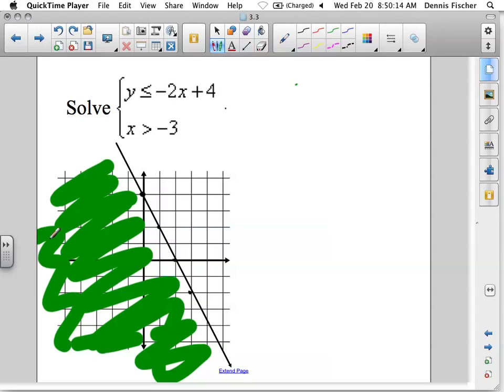Agree? Now my second equation, what is my second equation? x is greater than negative 3. What kind of equation, what kind of graph is it?